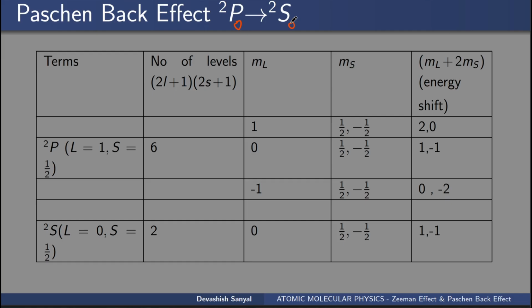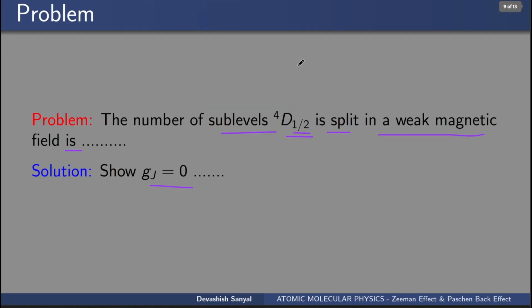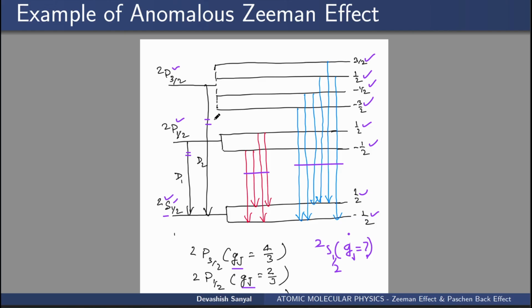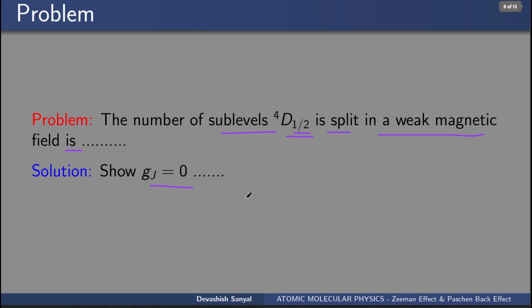So what happens when the magnetic field is switched on? Initially, we had seen the D1 and D2 lines, 2p3/2, 2p1/2, etc. And when a weak magnetic field is switched on, we have this. But if a strong magnetic field is switched on, then what happens? That is what we are going to see.